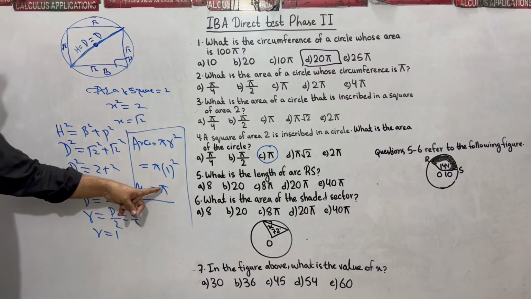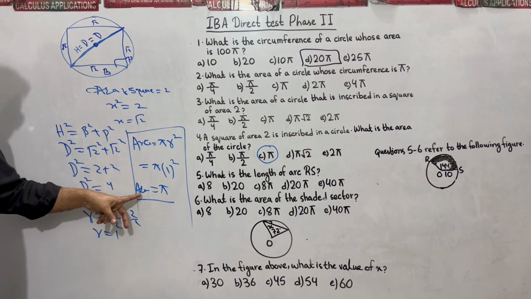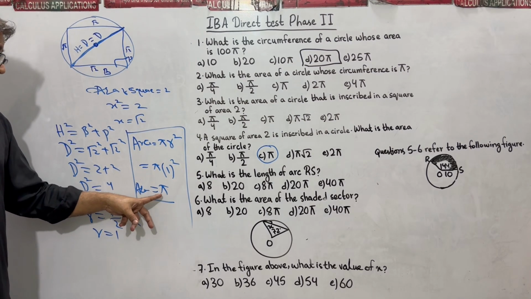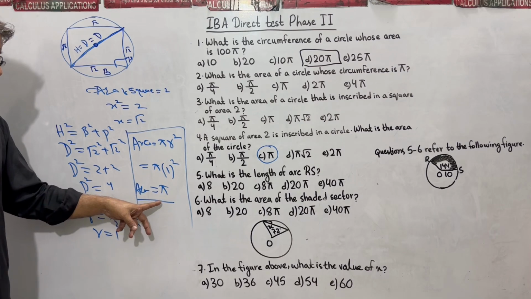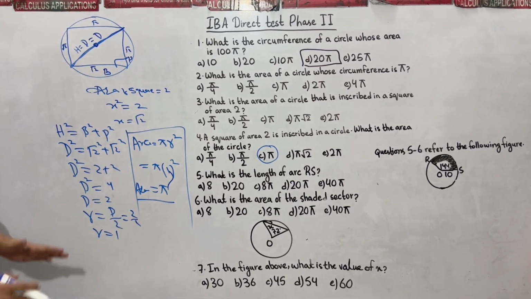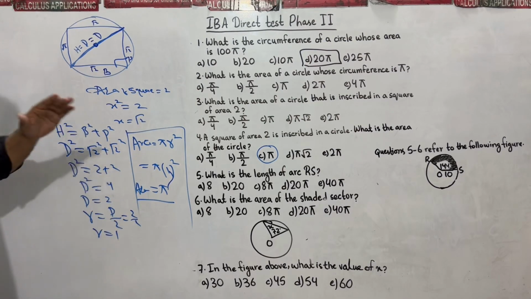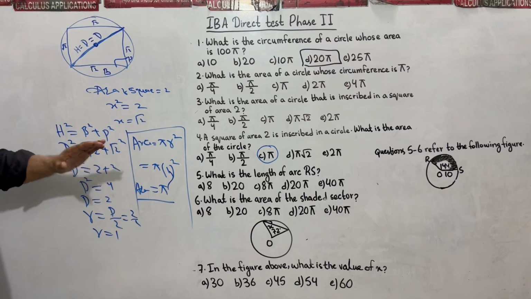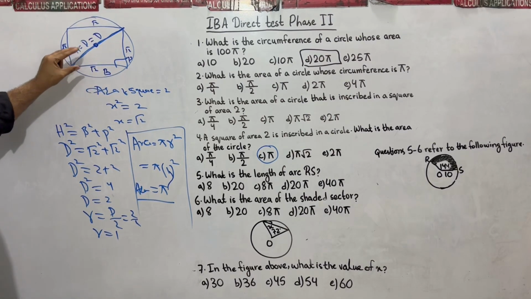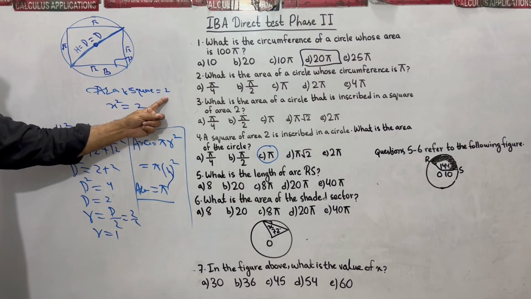Any circle having area pi is a unit circle, because here r is 1. If the area of the circle is pi, then definitely it is a unit circle. We have been given a square that has been inscribed in a circle. Area of the square is 2.